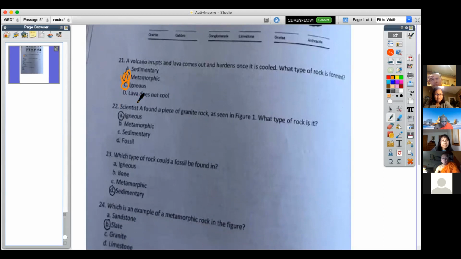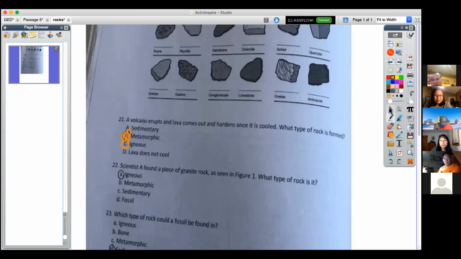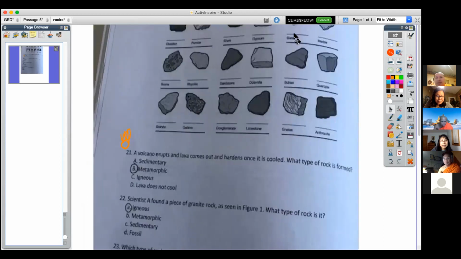Okay. So number 22. A scientist found a piece of granite rock as seen in figure 1. What type of rock is it? So what is figure 1? Figure 1 here. Oh, it's everything. Okay.